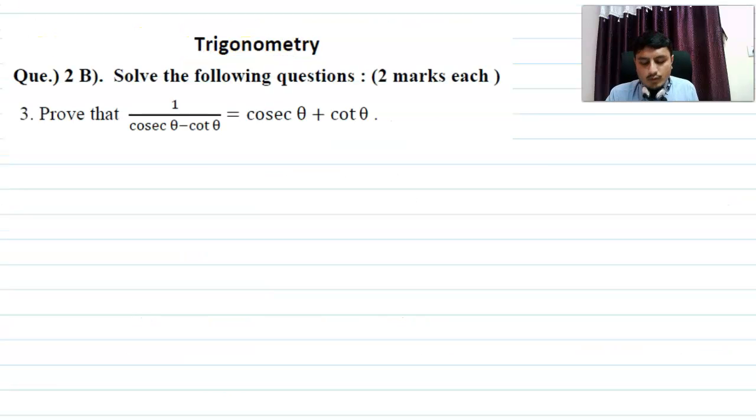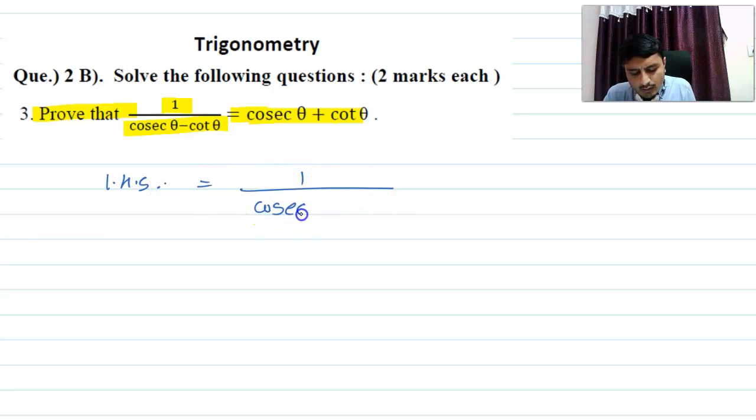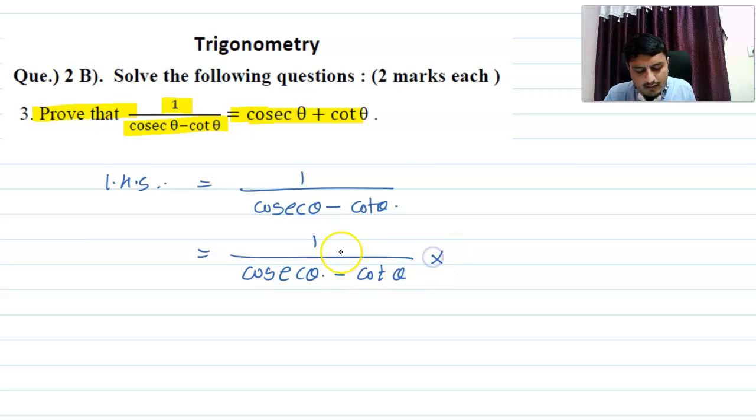Look at the third sub question, which is of the form: prove that 1 upon cosec theta minus cot theta is equal to cosec theta plus cot theta. Try to consider your LHS. LHS is of the form 1 upon cosec of theta minus cot of theta. Let us now try to rationalize the LHS. That means we have to multiply and divide simultaneously the given expression by the conjugate of the denominator.